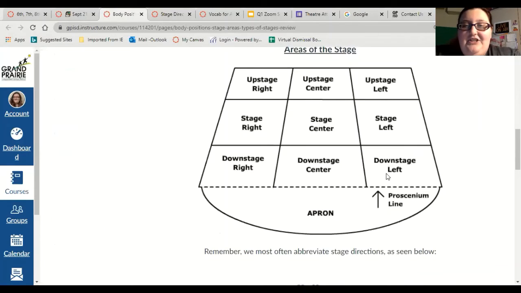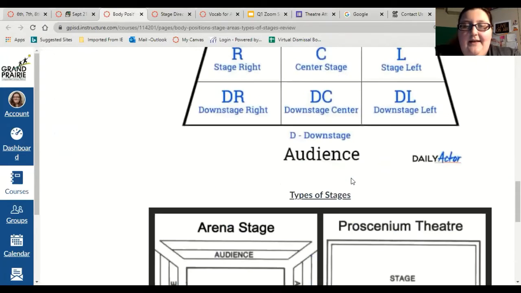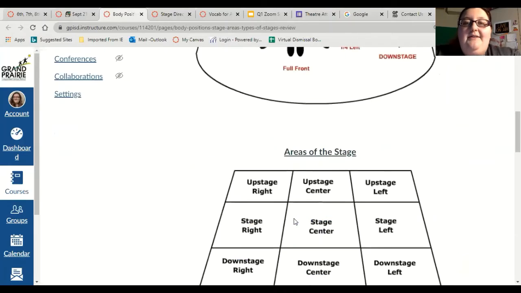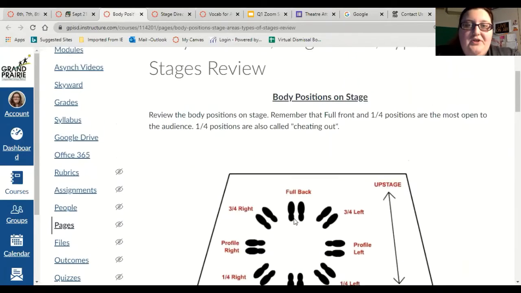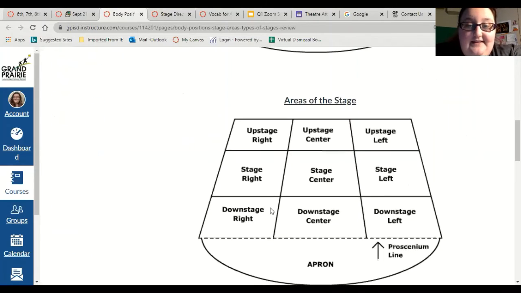All right, so these are your positioning. This is what the stage is, and these are their abbreviations. These are several types of stages. We will go into this more as we go on, but this is a brief introduction, because as we read the play, it will indicate this, and it will tell you stage directions, and I want you to be able to understand what it means.